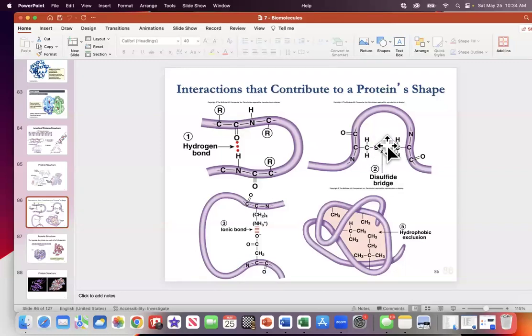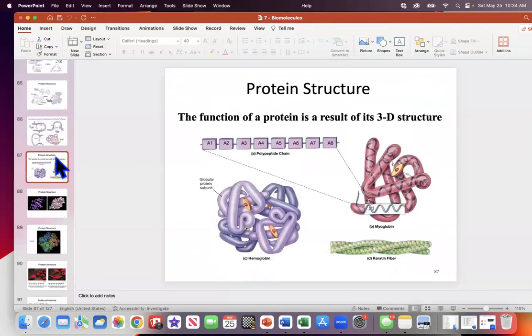And you can maintain 3D structure. Then the most important two are these two. Number one is hydrogen bond. Number two is disulfide bridge. And then you can have ionic bond or those amino acid hydrophobic, hydrophilic structure. So it's called hydrophobic exclusion. Apparently, when these amino acids don't like water, they will be folded inside. So they will decide the protein 3D structure.